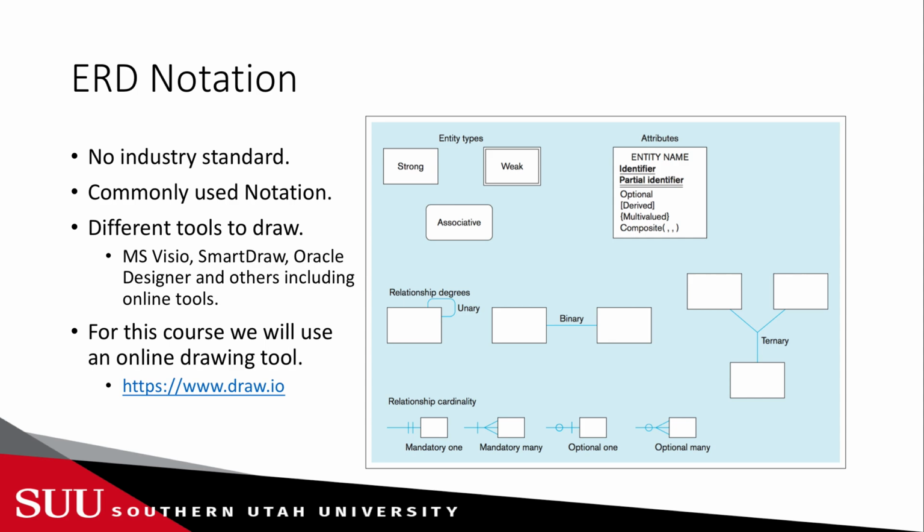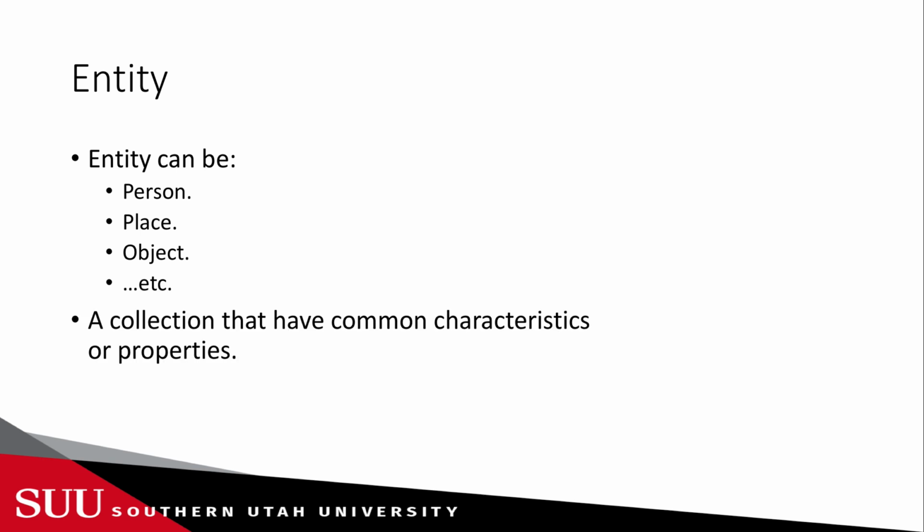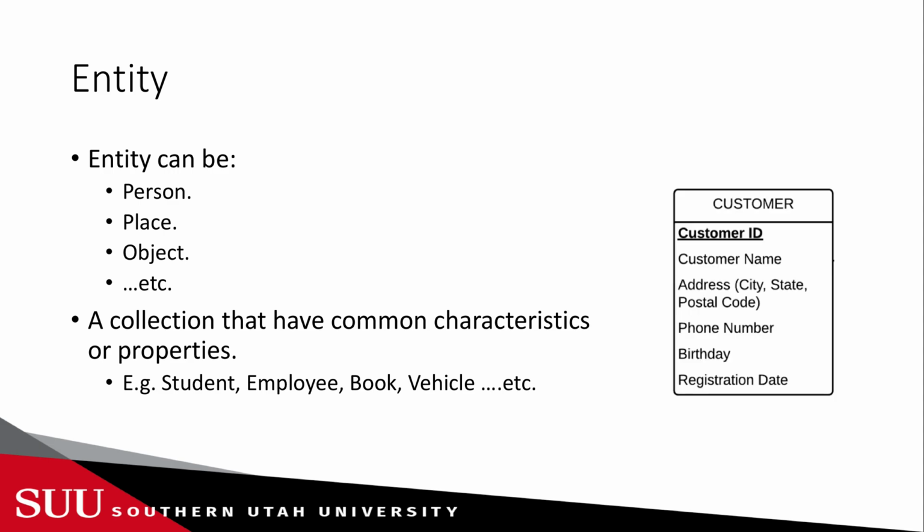Now, let's start talking in detail about entities. An entity can be a person, a place, an object, and so on. So the definition of entity is a collection that has common characteristics or properties, such as students, employees, books, vehicles, and everything that will have common characteristics or properties, and we want to model this in our database that is going to be specific to that organization we're working with.